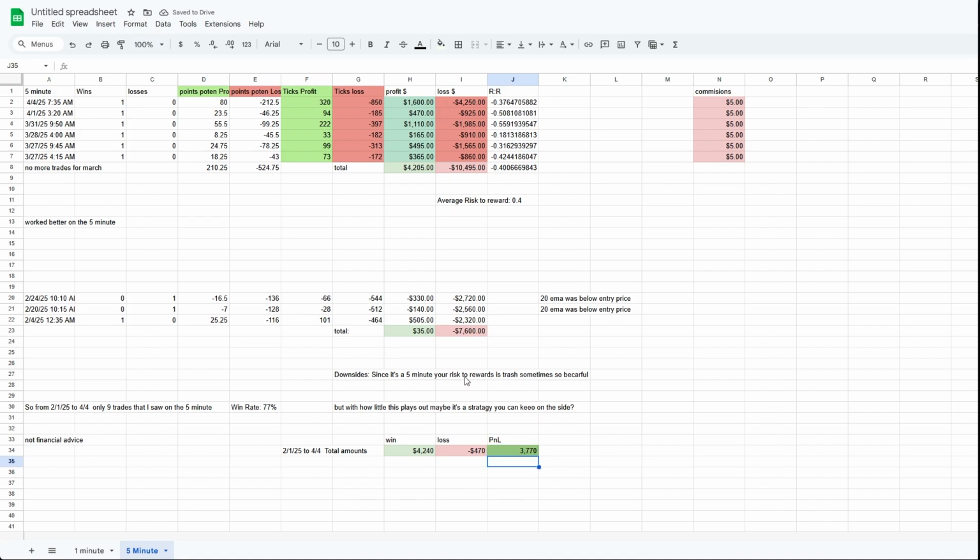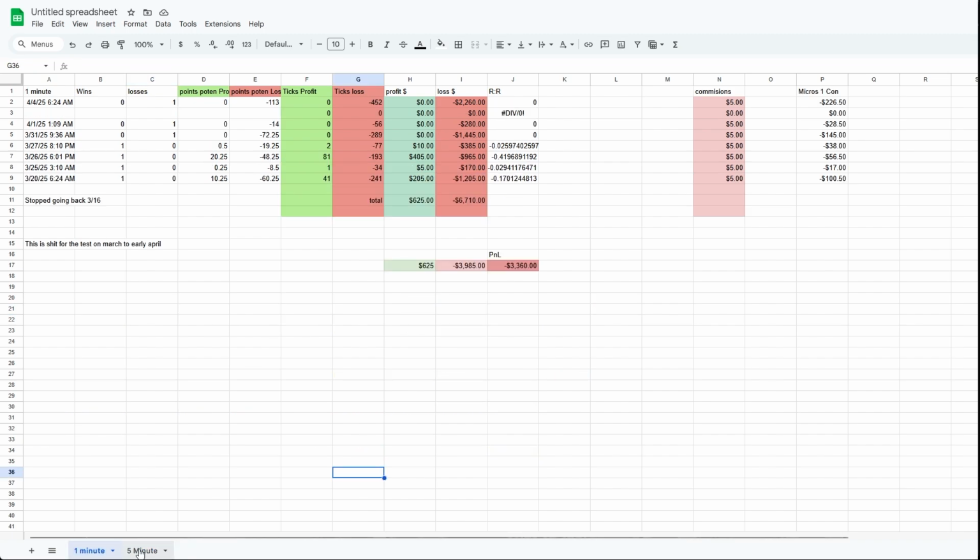Not financial advice again, and since the 5 minutes does take a very long time to populate, what is this, 9 trades over the course of 2 months? 77% win rate though, if you count those little stop outs technically. But if you want to see this chart yourself, it will be in the description.